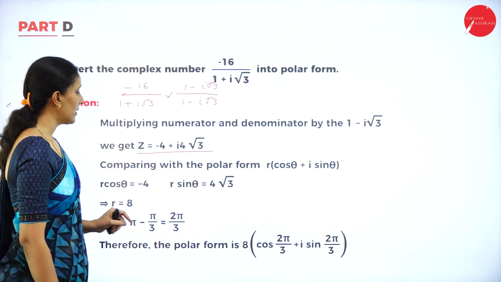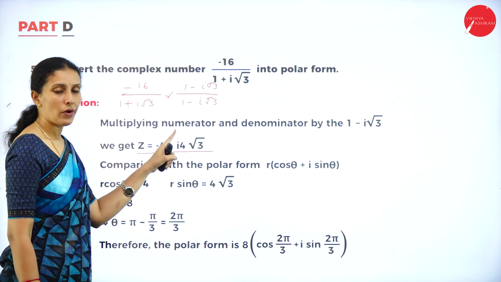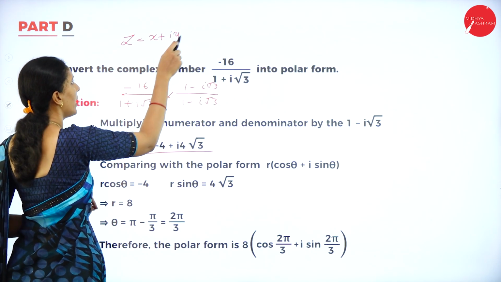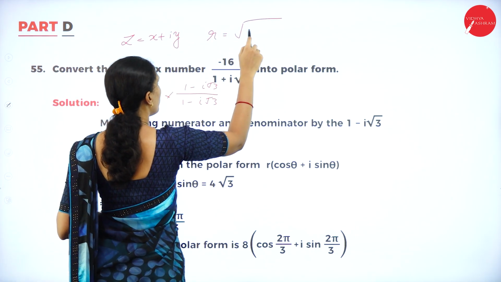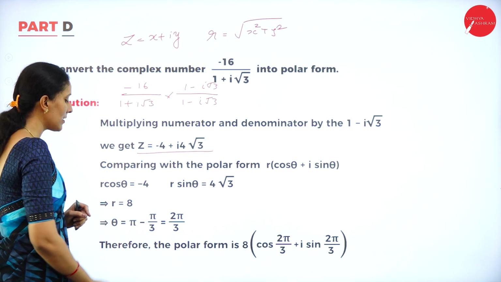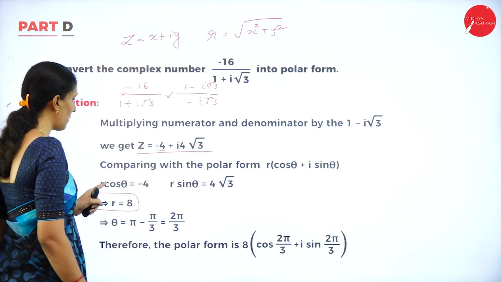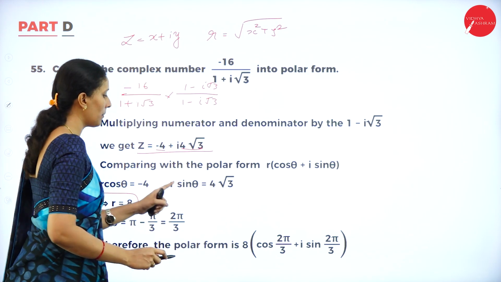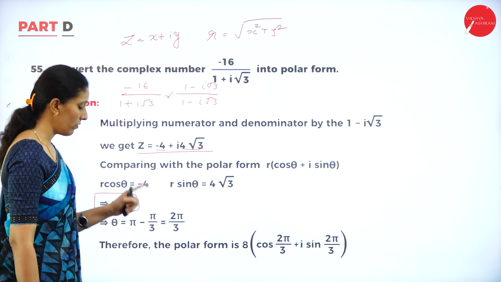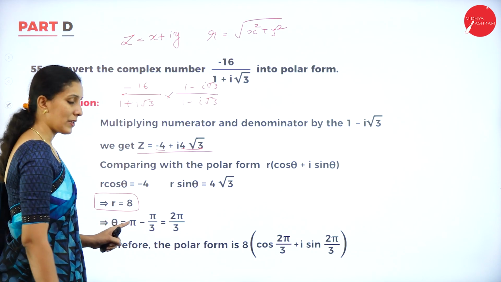So how can I write this? I can calculate r using the x value and y value. We know that any complex number, if it is in the form of x plus iy, then r is nothing but square root of x square plus y square. So using this, we can get r is equal to 8. And we know that the value of x is nothing but r cos theta, the value of y is nothing but r sin theta. So we know the value of r. Substituting these values, we can find theta is equal to minus pi by 3, which can be expressed as pi minus pi by 3.